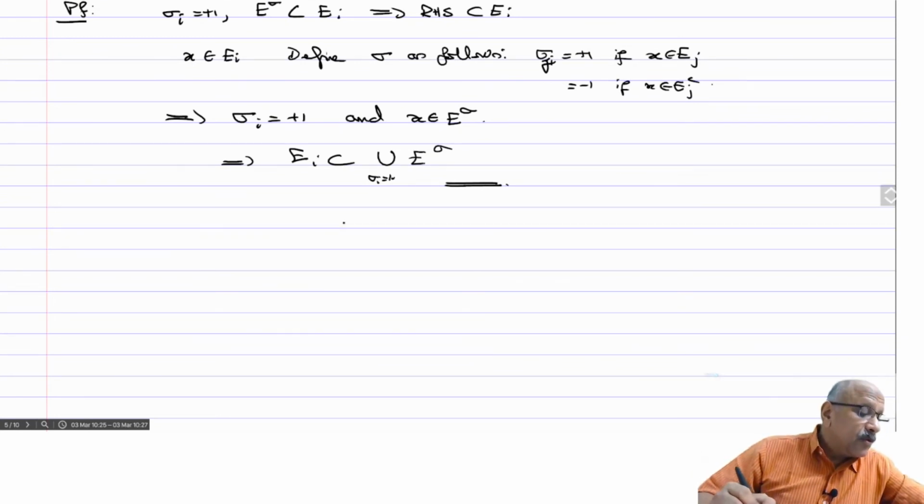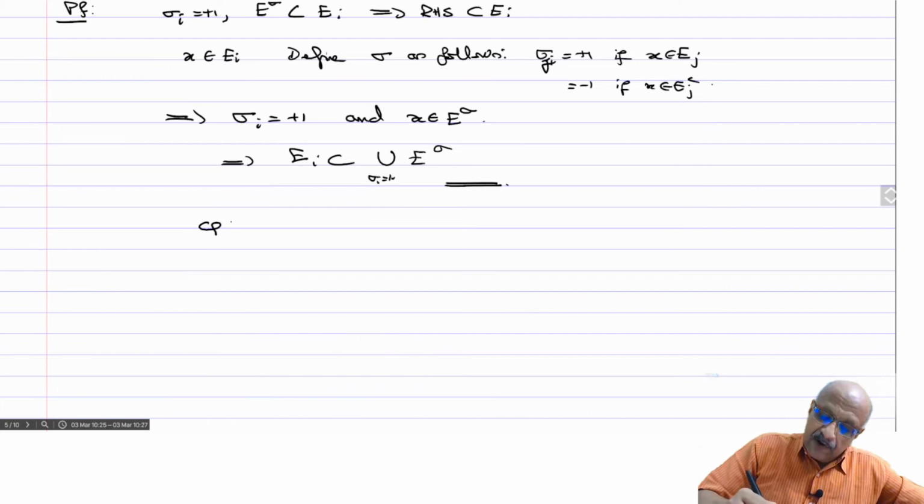So now let us assume phi is written as sigma i equals 1 to k gamma i chi of Ei.